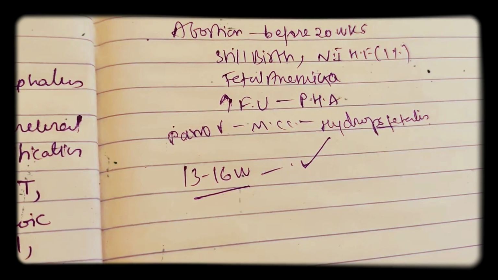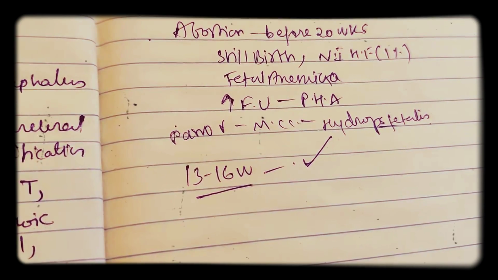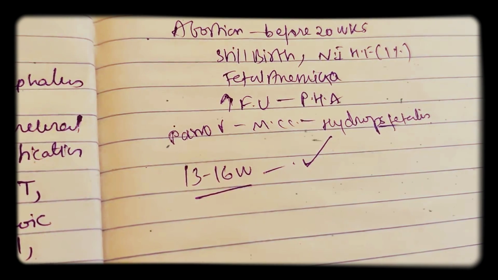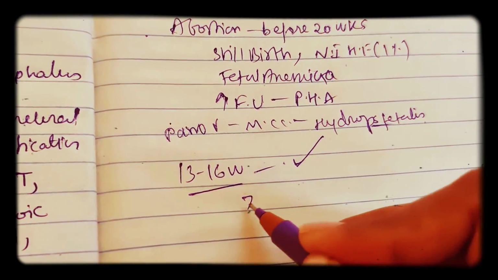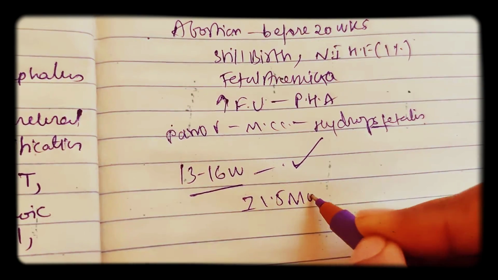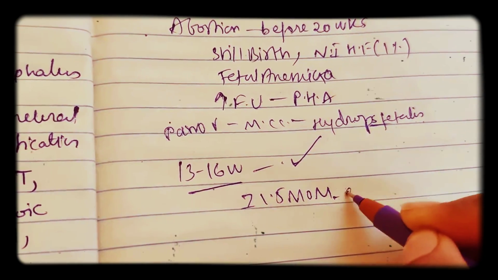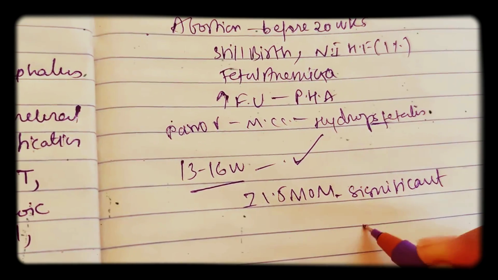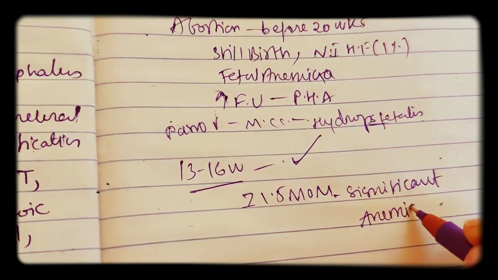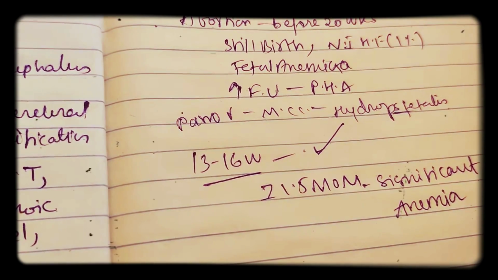Look for hydrops fetalis, hepatomegaly, splenomegaly, placentomegaly, and you will see there is increased peak systolic velocity in the middle cerebral artery, that is greater than or equal to 1.5 MoM. We know this, already we discussed. So there is significant anemia. Whenever you get these values, you can clearly understand it is a significant anemia.